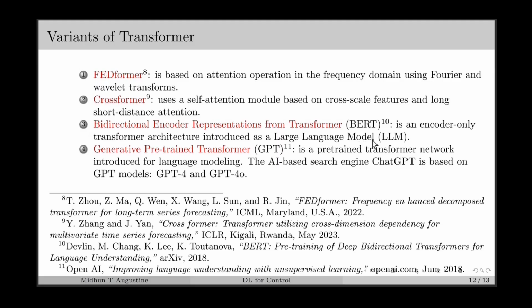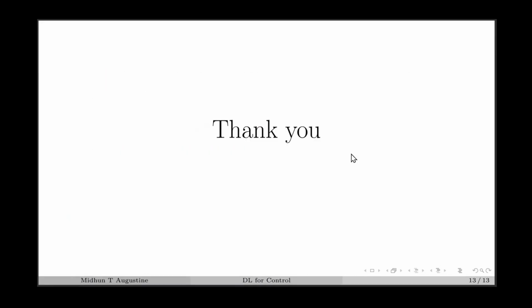And these were mainly used for processing text data. And GPT is the one which is used in the AI-based search engine ChatGPT. Currently, these transformer models are extensively used mostly for text datasets and also for other datasets such as image, audio, video, etc. Its application in control is going to be an active research area. That leads us to the end of this lecture. Thanks for watching.